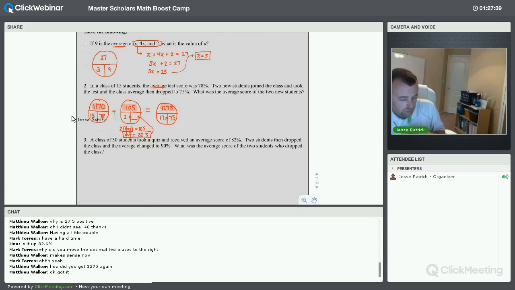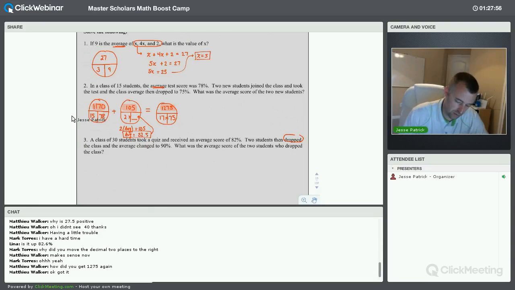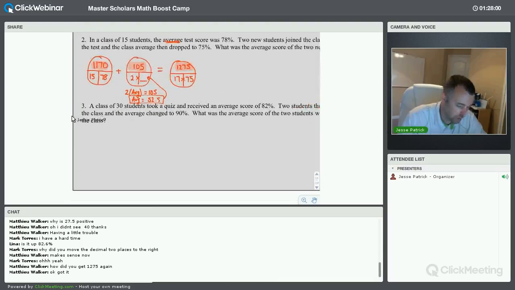Number 3, pretty much the same problem. The only thing you'll notice here is I'm going to be taking students away. They're dropping the class instead of being added. So it's a very similar problem, except this will be a minus sign. Okay, so understanding the concept will be the same here. So anything that you missed last time, you can hopefully get it this time.